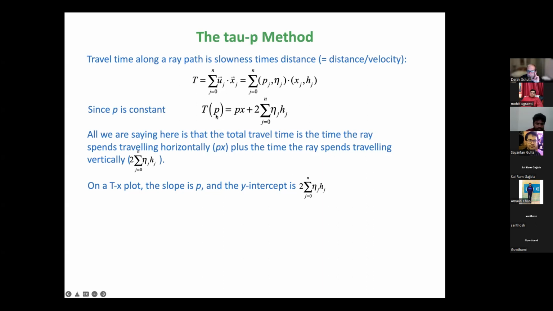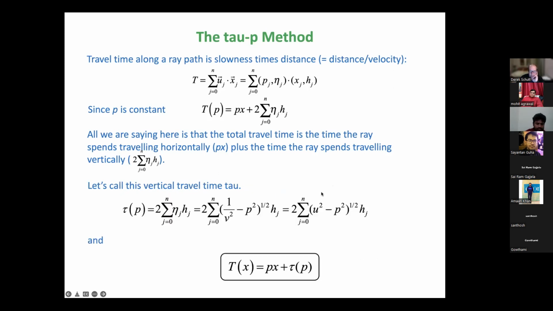And so travel time as a function of p is equal to px plus 2 times the sum of eta sub j times h sub j. So this is the vertical travel time, and this is the horizontal travel time. On a T-x plot, the slope is p, and the y-intercept is 2 times this parameter, which gives the vertical travel time. So let's call this vertical travel time tau. So tau, which is a function of p, is 2 times the summation of eta sub j h sub j.